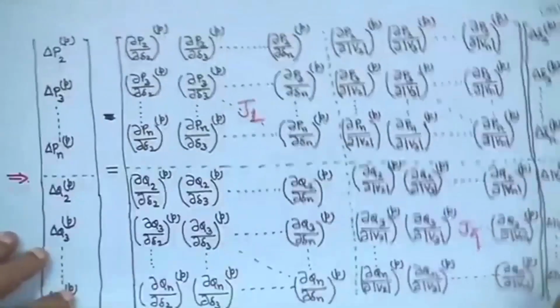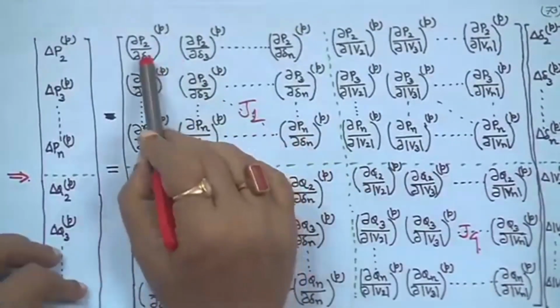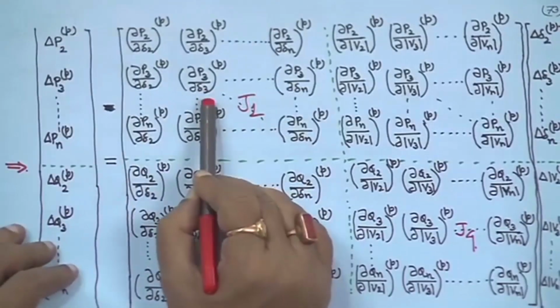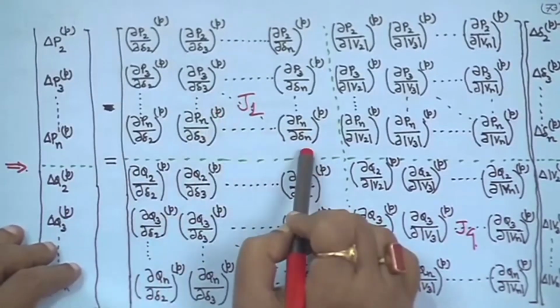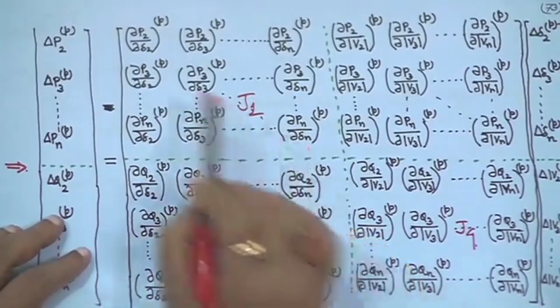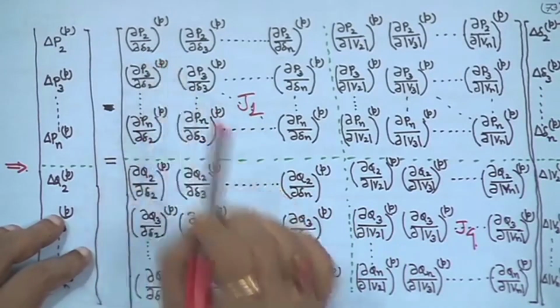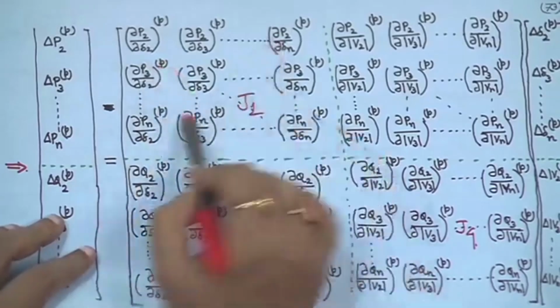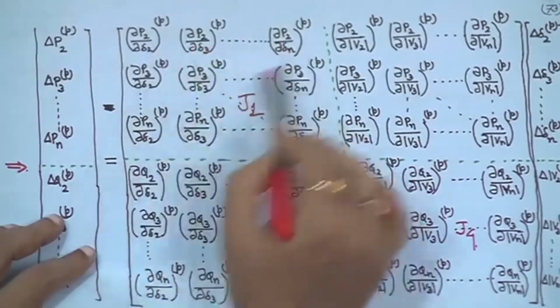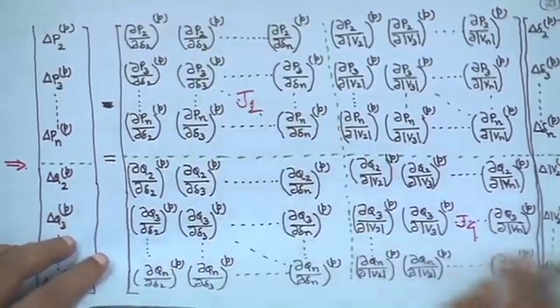So, now the diagonal elements of J1. This is the J1 matrix. The diagonal elements are delta P2 upon delta delta 2, delta P3 upon delta delta 3, delta Pn upon delta delta n. In general, delta Pi upon delta delta i, right. So, this way we have to first obtain the diagonal, then the off diagonal elements, right.